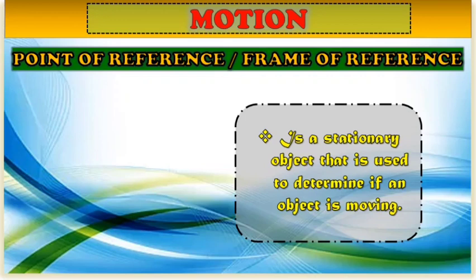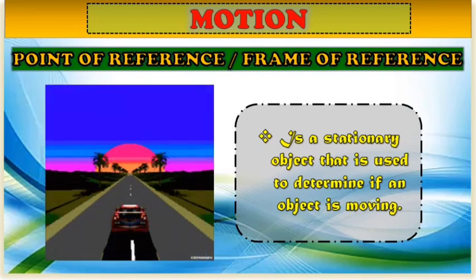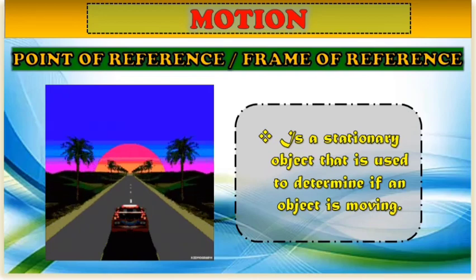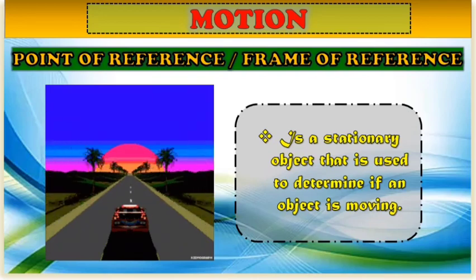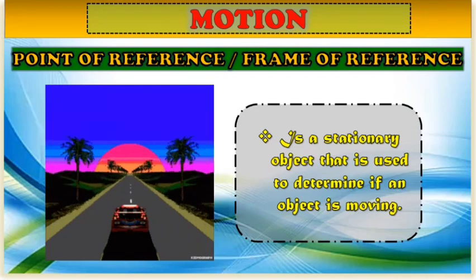So para malaman mo kung yung isang tao, isang bagay ay nag-move, ay merong isang motion na nagaganap, dapat meron kang tinatawag na point of reference or frame of reference. Halimbawa, this video. In this video, makikita natin na nag-travel itong car na to. So, paano natin malalaman na gumagalaw itong car na to?